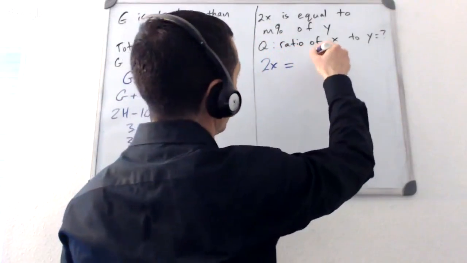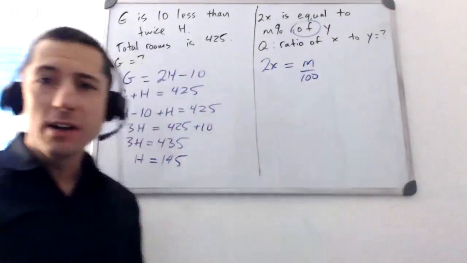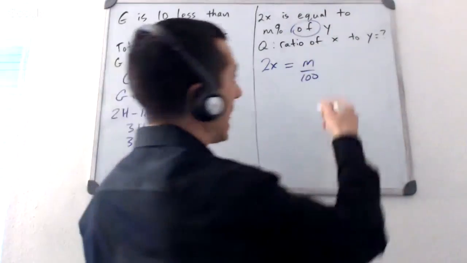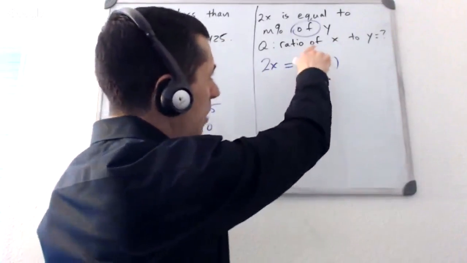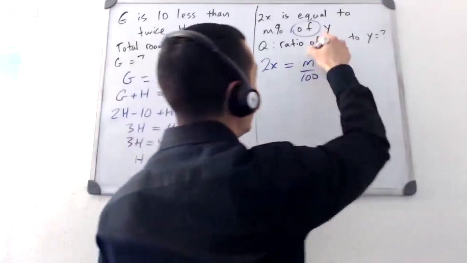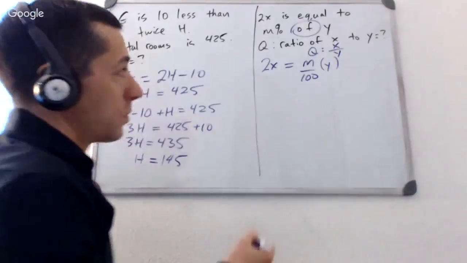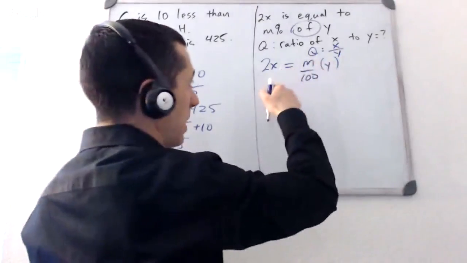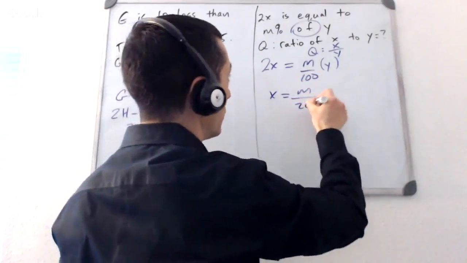2x equals m%, and percent means over 100. The word of always means multiply. Multiply that by y. Easy enough. Now, the question's not asking us for x, it's not asking us for y, it's asking us for the ratio. So that question is asking us what's x over y. Easy enough here, divide both sides by y, divide both sides by 2, x over y equals m over 200.